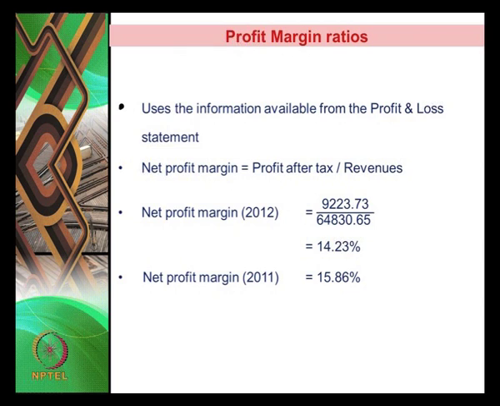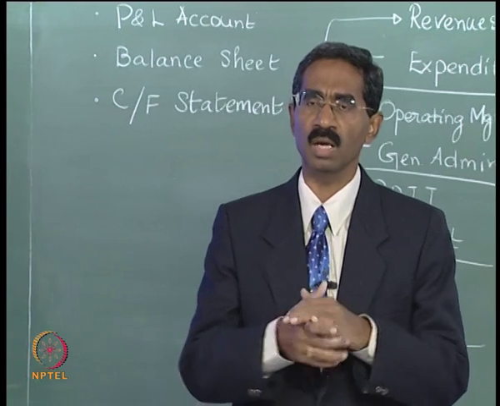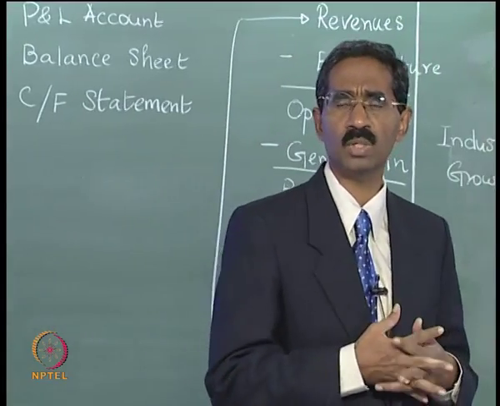It indicates that the profit margin in 2012 has come down by close to 1.5% as compared to what it was in 2011. So this immediately alerts us to why this profitability declined in 2012 as compared to 2011. As far as an investor is concerned, the company is not making as much profit, the company is not as profitable as what it was in 2011.